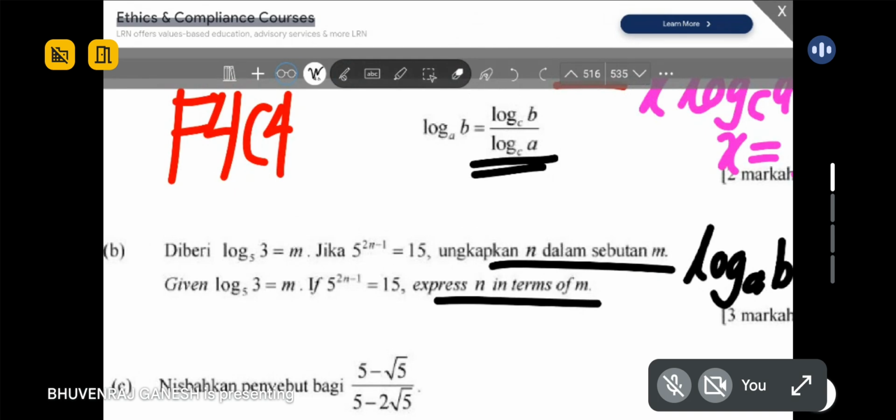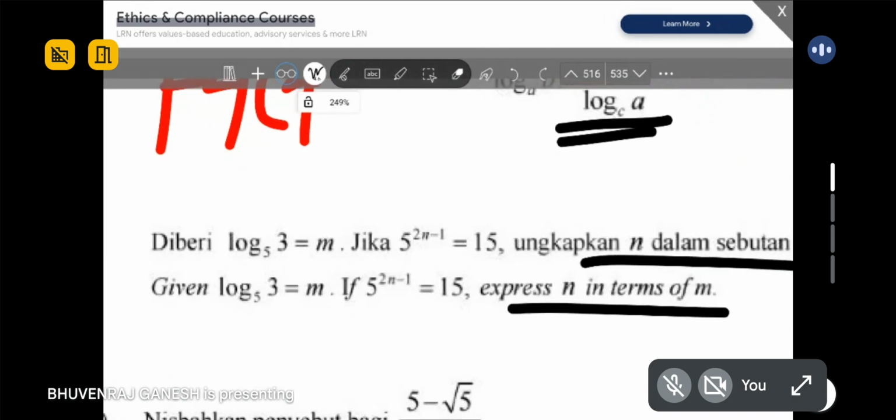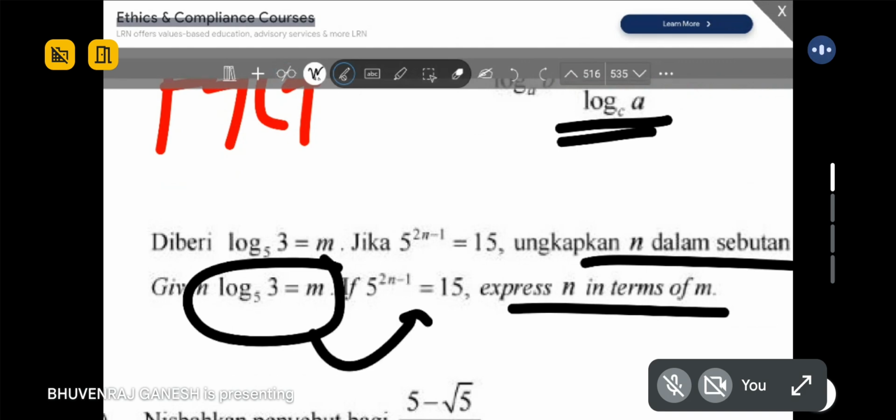Okay, so n dalam sebutan m. How are you going to do this, guys? So you see the question. The information you have is log. So what do you think you're going to do here, guys? Your first step. Okay, Kai, enough already. You don't need to expose yourself to everyone. Okay, so what should we do here, guys? First step, langkah pertama. You see the information is log. So what can you do to this equation here? You think and see. Common sense.